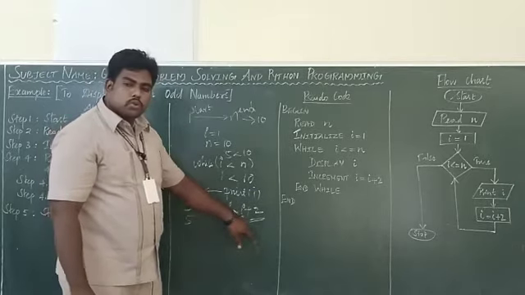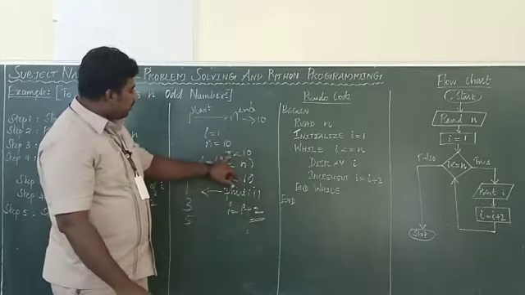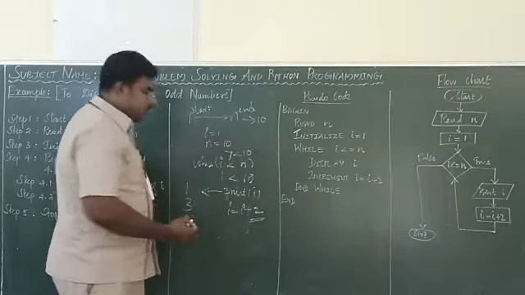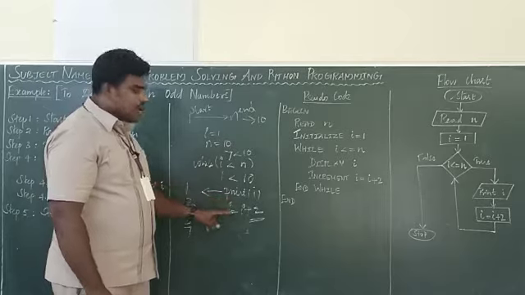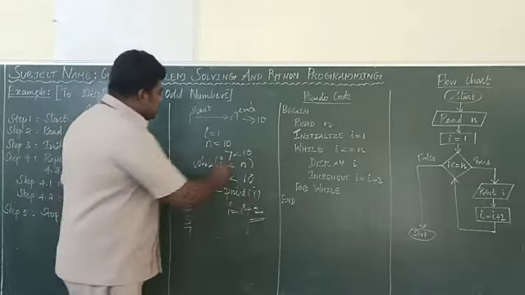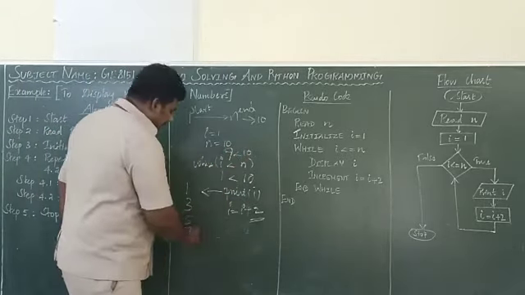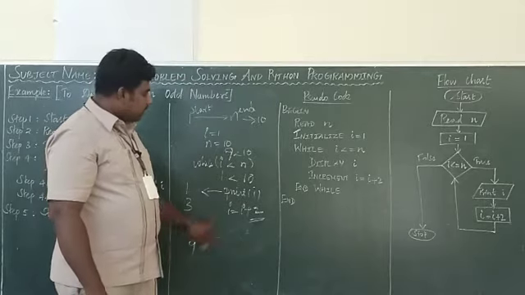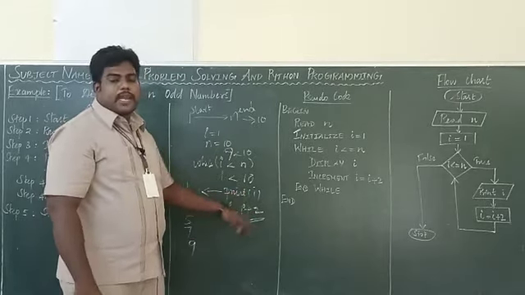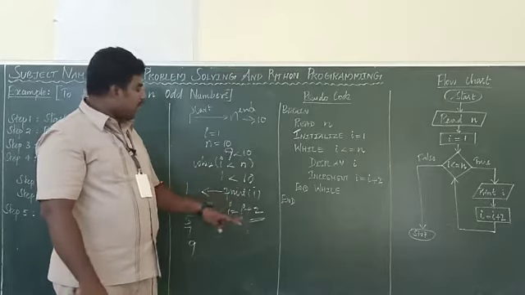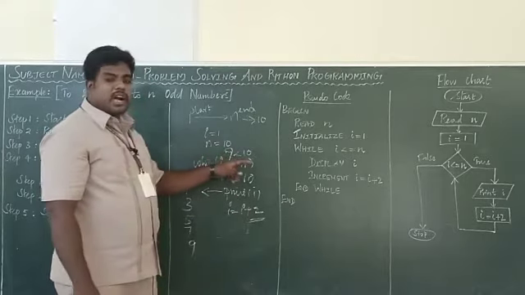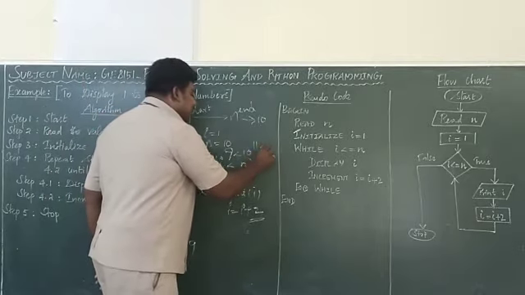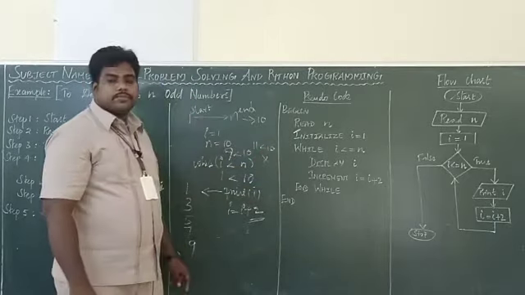5 plus 2, 7. It will check the condition: 7 less than 10. It will print 7. The next step, 7 plus 2, 9. So here 9 less than 10, so it will print 9. Then 9 plus 2 is 11. 11 is not less than 10, so the loop will be false.